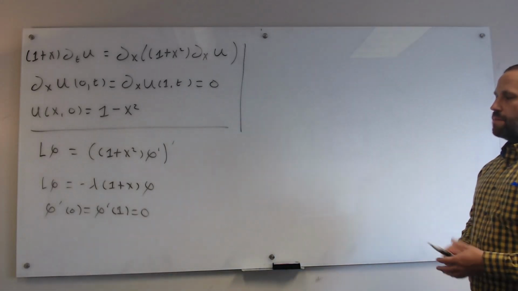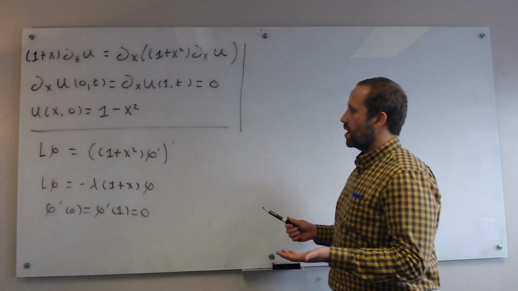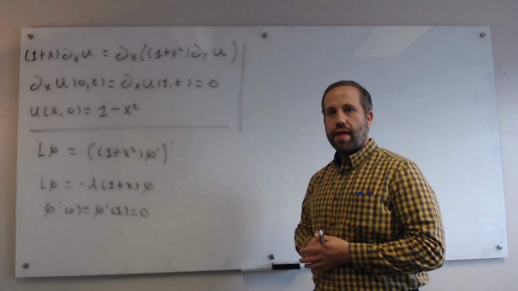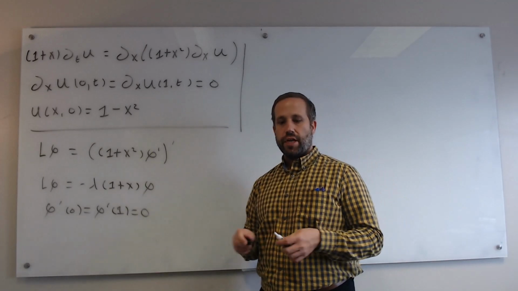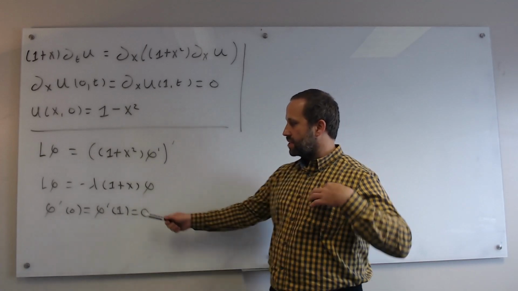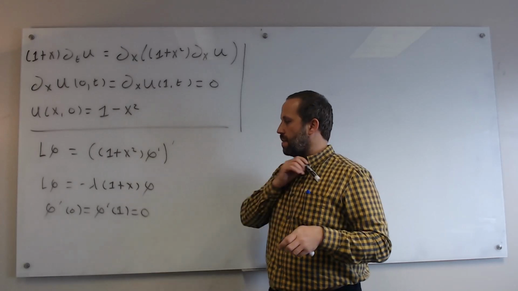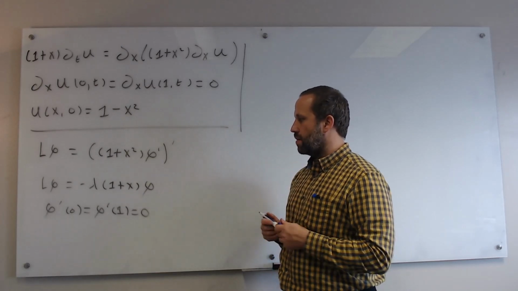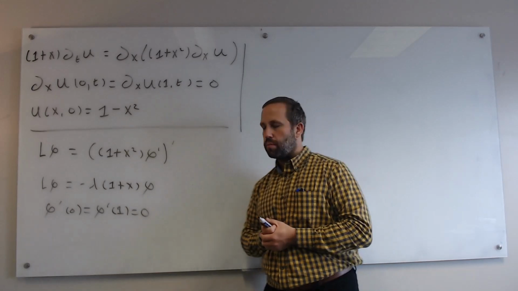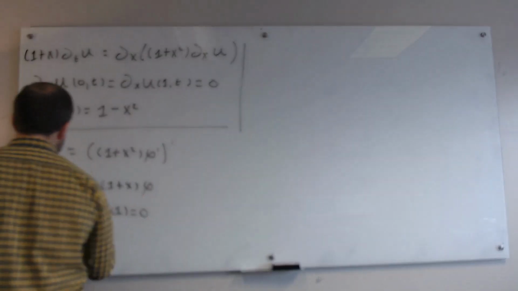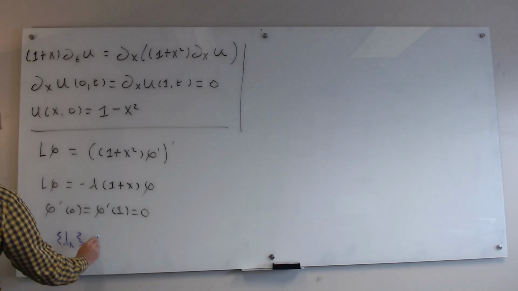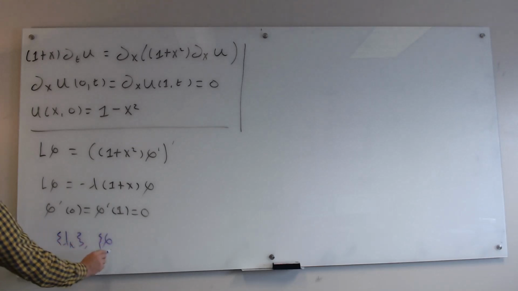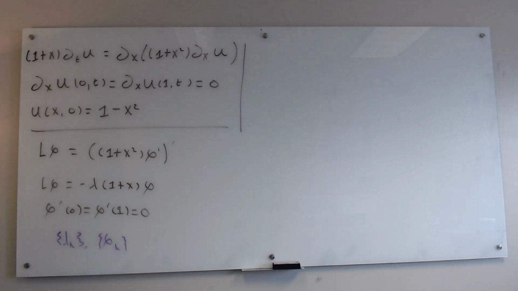Okay. And I know, based on the Sturm-Liouville theory, here sigma is 1 plus x. That is continuous and strictly positive. P is 1 plus x squared. That is continuous and strictly positive. And I have these conditions here, which correspond to beta 1 and beta 3 being equal to 0, and beta 2 and beta 4 being equal to 1, or any non-zero number. And so I know by the Sturm-Liouville theory, I've got a sequence of eigenvalues lambda k and eigenfunctions phi k.